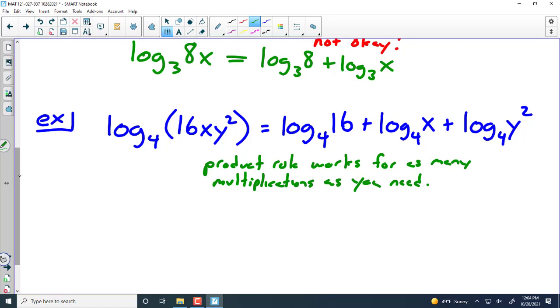Am I done yet? No. And there's actually 2 reasons I'm not done. This right here is actually the only one that's done, and I'll tell you why.